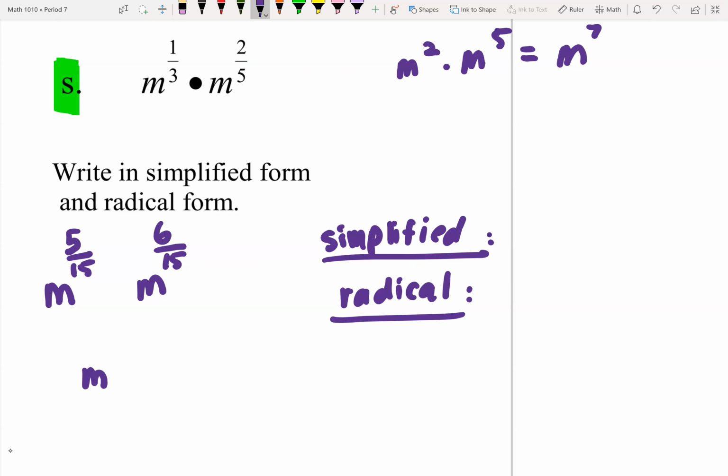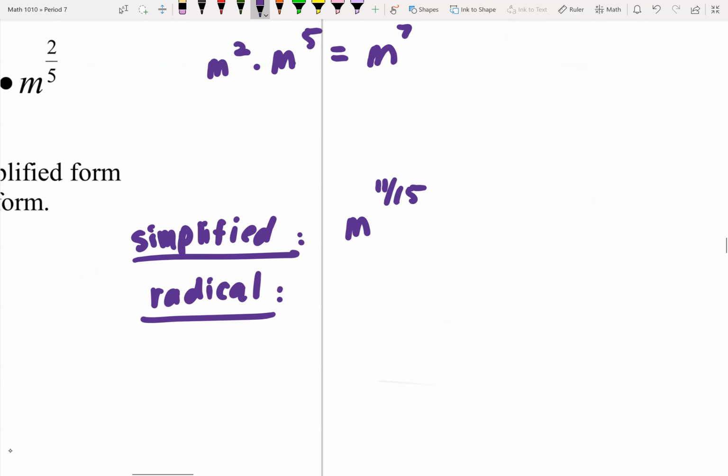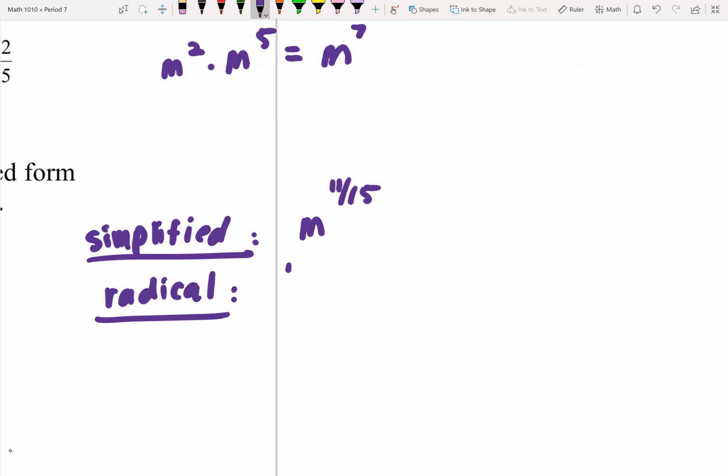Now the denominator is still going to be a 15. Somebody tell me what number goes on top? 11. That's your simplified version. M to the 11/15. Now let's write it in radical form. That is the 15th root of m to the 11th. And you're done.